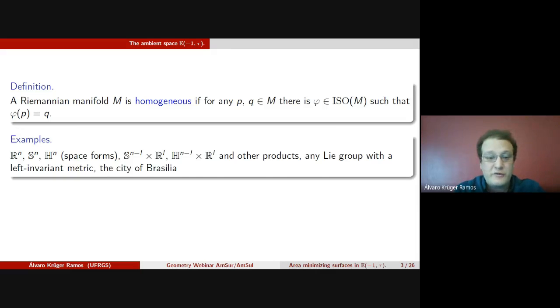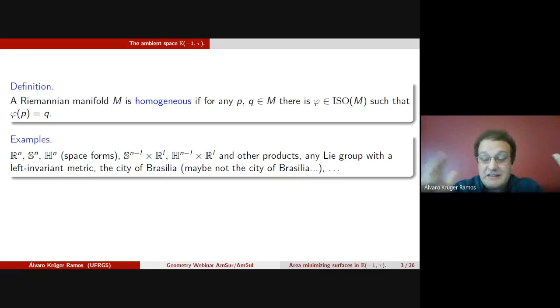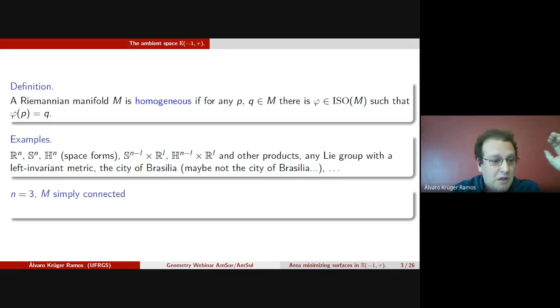And you have the city of Brasilia, well, maybe not the city of Brasilia, but I do get lost in Brasilia, and I think that it looks the same everywhere, but probably it's not a homogeneous manifold. But, and you have several other examples.